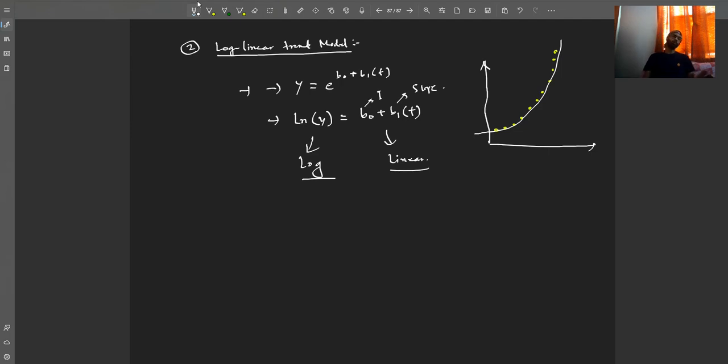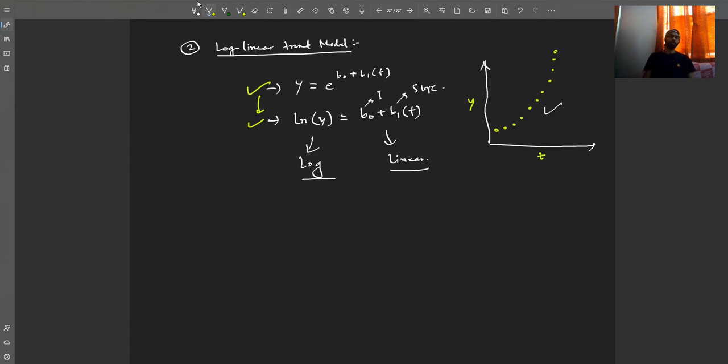So an exponential equation means y is equal to e to the power b0 plus b1t, right? Now you do not want to use the exponential equation. You want to convert this database into something linear. So you rearrange this equation to something like this. So this becomes natural log of y is equal to b0 plus b1t, right? So in this database, the vertical axis is y and the horizontal is t.